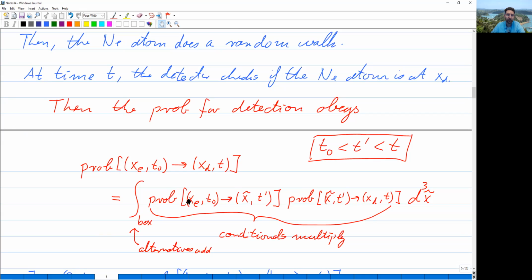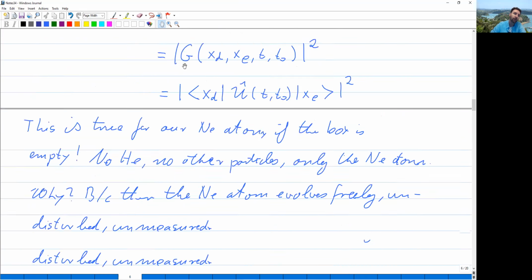The probability for it to have traveled to some intermediate place x tilde, and then onwards from x tilde to the target, and we integrate over all x tildes. They're conditional probabilities, and then we sum them up because they're alternatives. Right. Now let's look at a similar construction, but now for the quantum case.